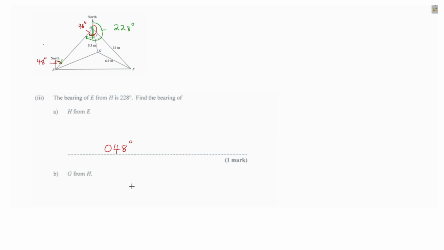Right. Now let's go on to part B. We want the bearing of G from H. So we are standing at H, and we want the bearing of G, which is going to be all of this angle here. Let's rub out this, so we can annotate this properly. So we want to mark this angle here, the bearing of G from H. So from H, all of this angle to this point here.